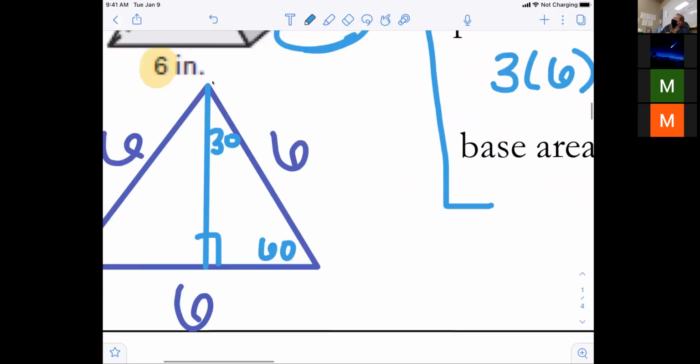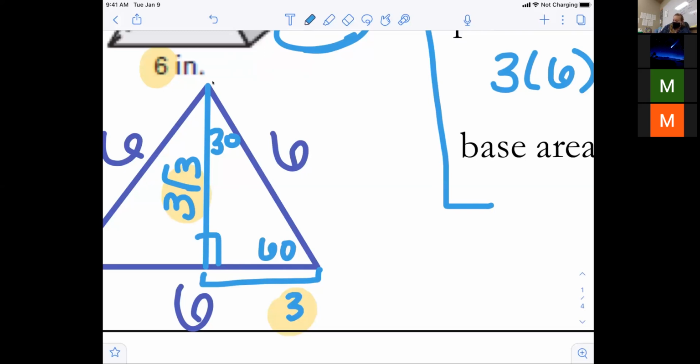Anyone know what this distance is when I cut that bottom in half? 3. And then what's my height of this whole shape going to be? What do I multiply by the short side to get the long leg? Radical 3. So my height is 3 radical 3. Remember we did that a lot yesterday? We're going to keep doing that.